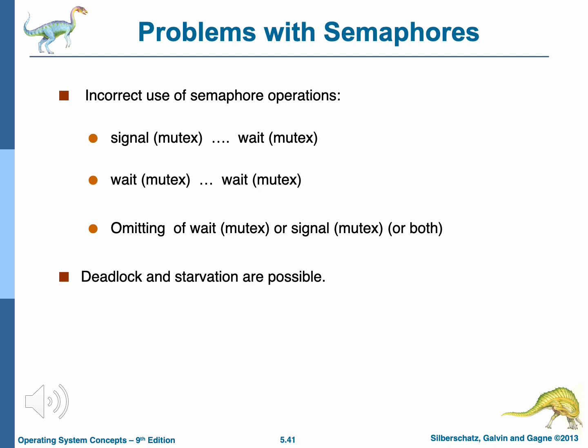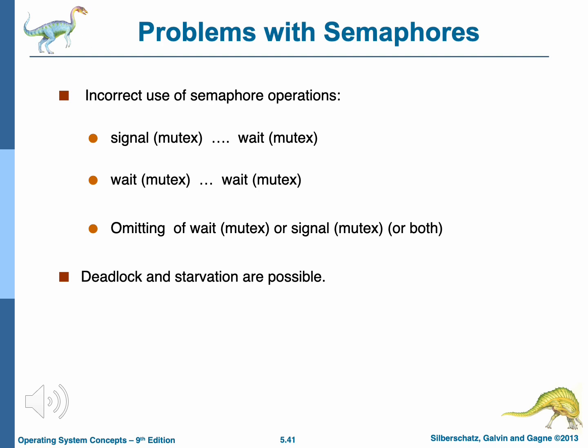If this sequence is not observed, two processes may be in their critical sections simultaneously. Next, we examine the various difficulties that may result. Note that these difficulties will arise even if a single process is not well behaved. This situation may be caused by an honest programming error or an uncooperative programmer.